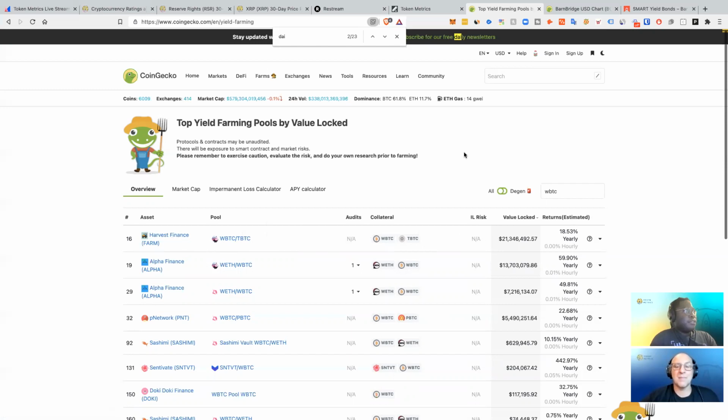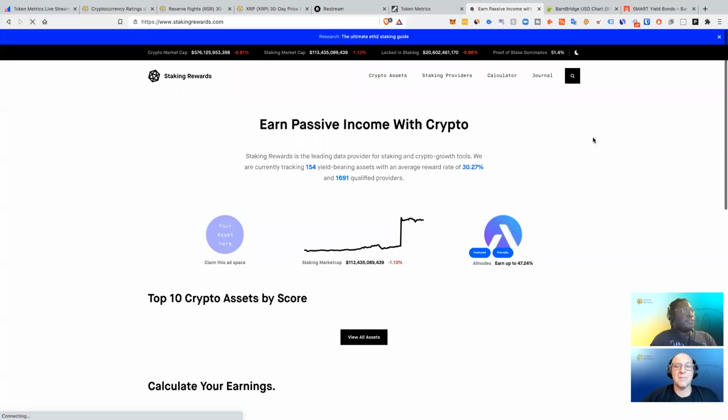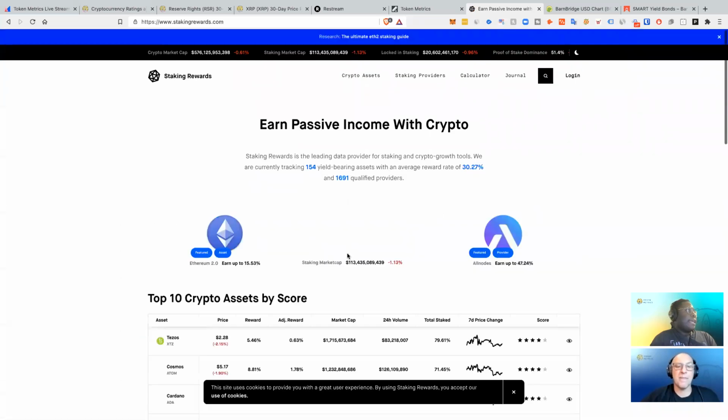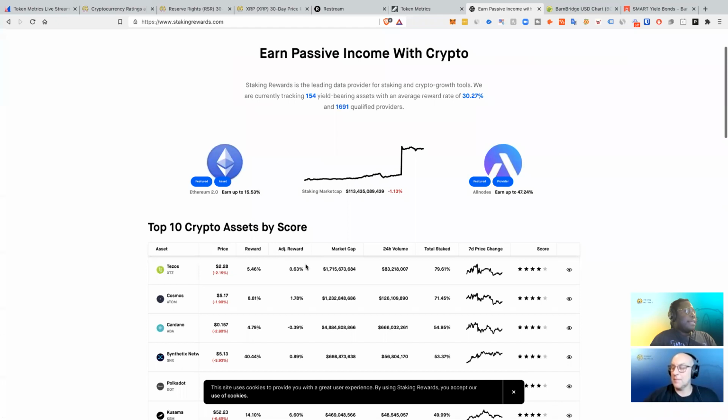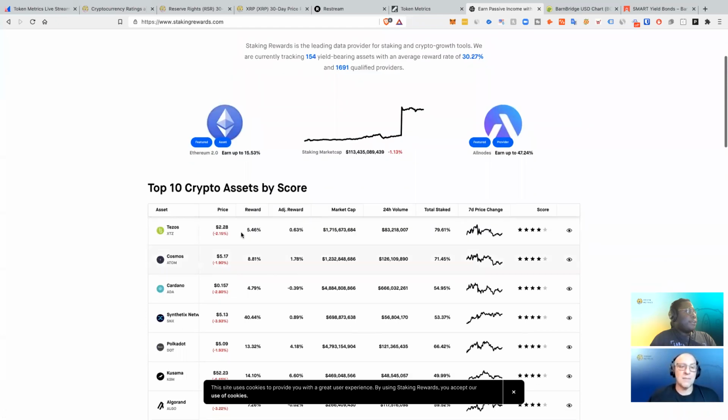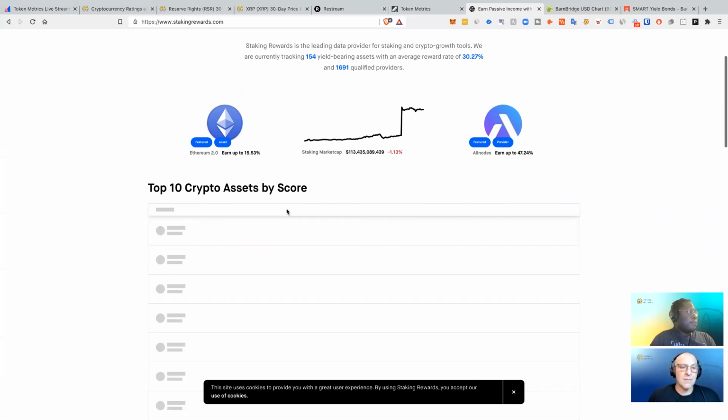The other option would be to go to stakingrewards.com. This is a site for staking. So you just come here and you go through all the assets, and here they score them, which is nice. So let's look at the top rewards.